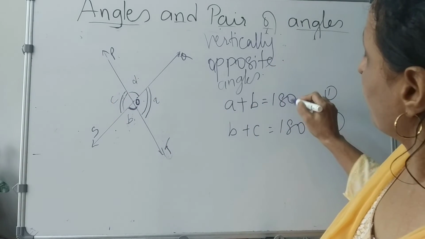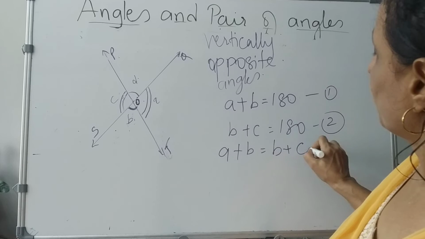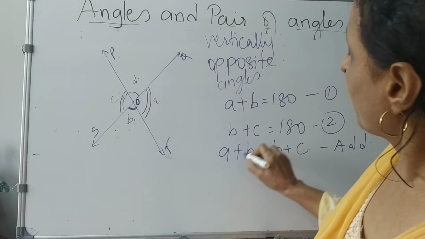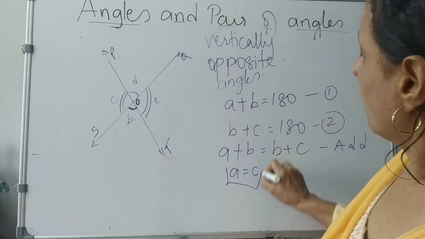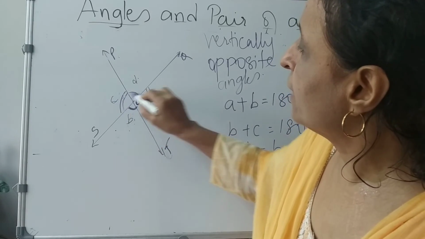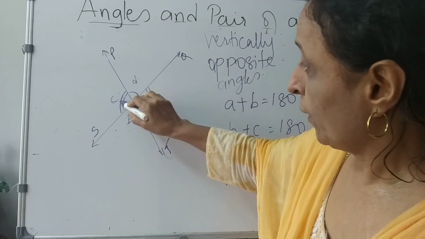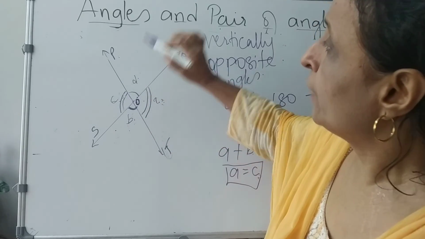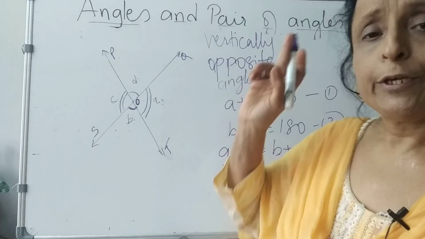Now since both are 180, you can say that A plus B is equal to B plus C. Now if you subtract B from both sides, then you get A is equal to C. Now A equal to C, these are vertically opposite angles, and you have proved that these angles are equal. Similarly you can prove B is equal to D. So this concept that vertically opposite angles are equal, you should know.